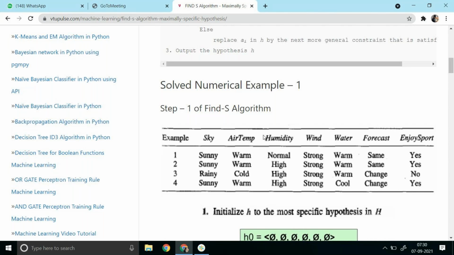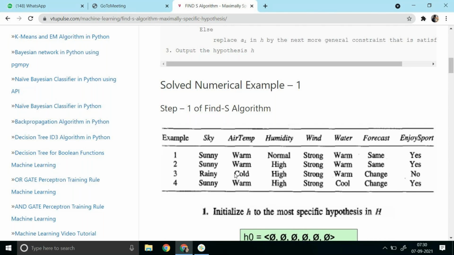In this example, we start with the first row. Then we compare with the second row. The first two parameters are the same, but the third one is changed. We'll write it as a question mark.